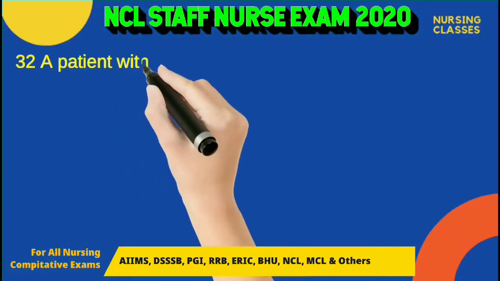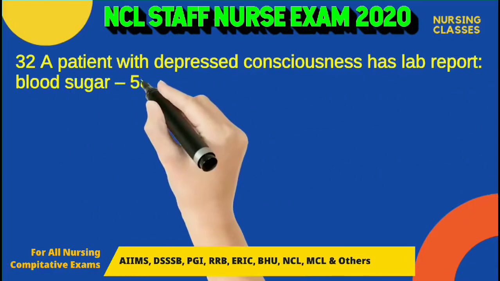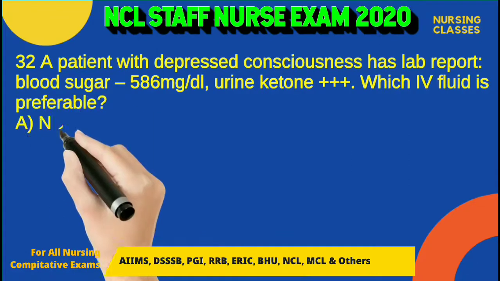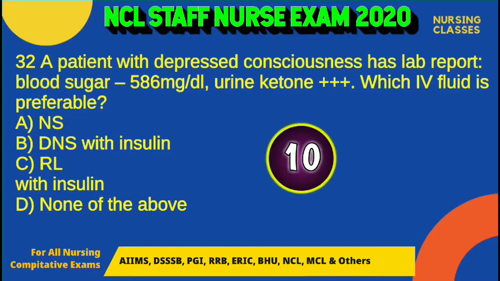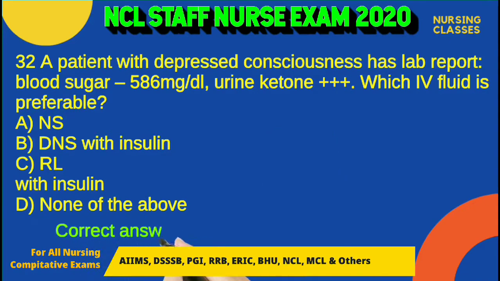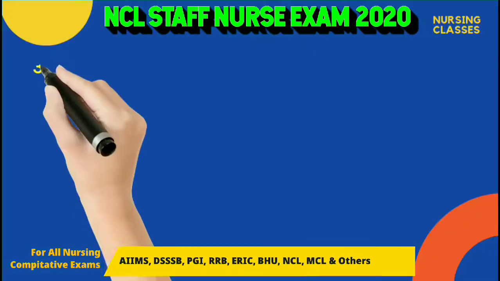32. A patient with depressed consciousness has lab report blood sugar 586 mg per deciliter, urine ketone positive. Which IV fluid is preferable? A. NS. B. DNS with insulin. C. RL with insulin. D. None of the above. Correct answer A. NS.